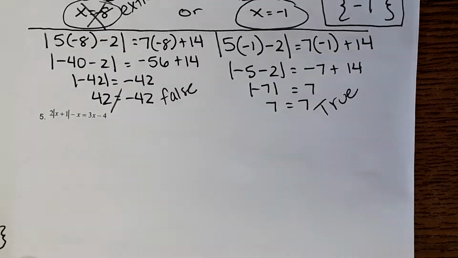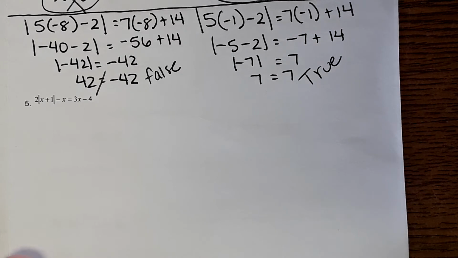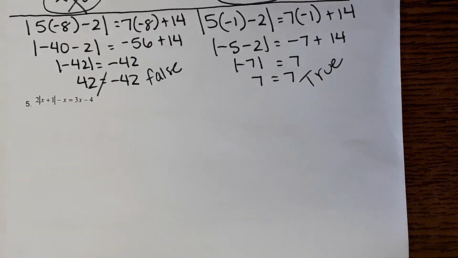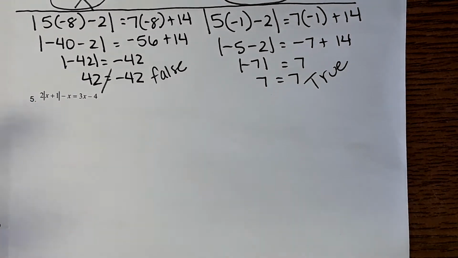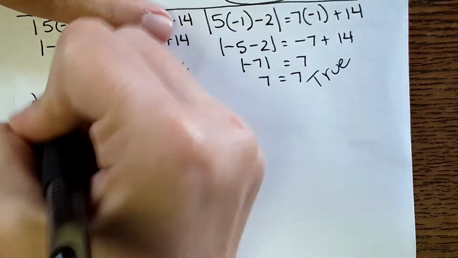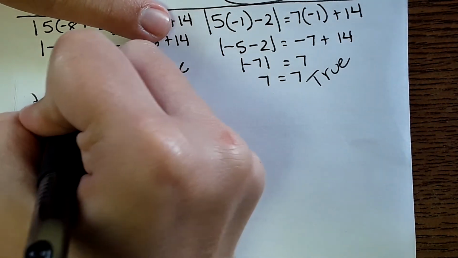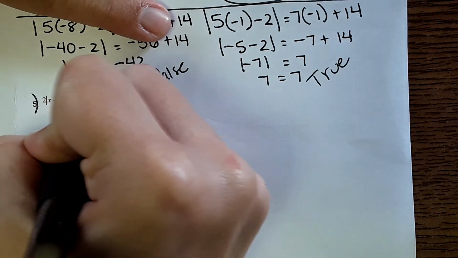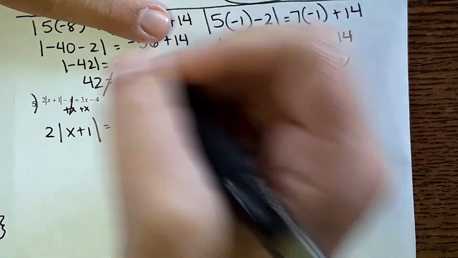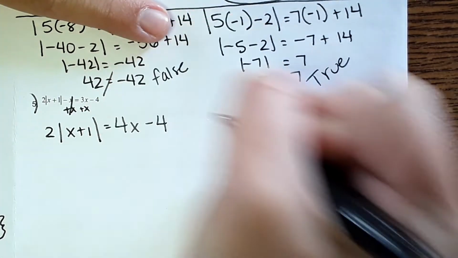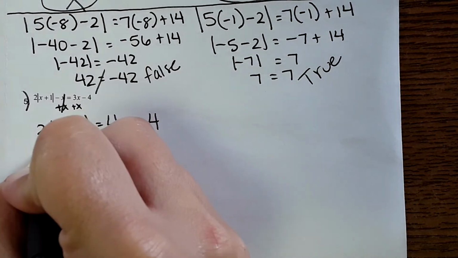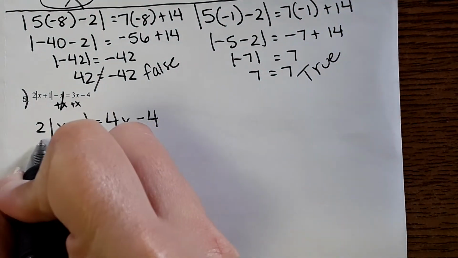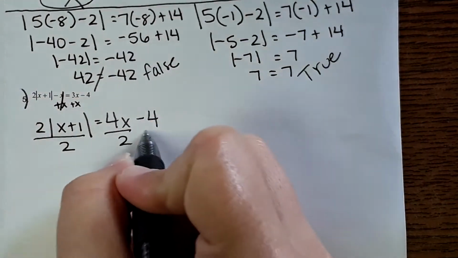Okay. Next one, number 5. We're going to go through the same steps, but for this one, we need to get the absolute value by itself first. Then I need to get rid of this coefficient, so I'm going to divide this by 2, and then divide each one of these by 2.